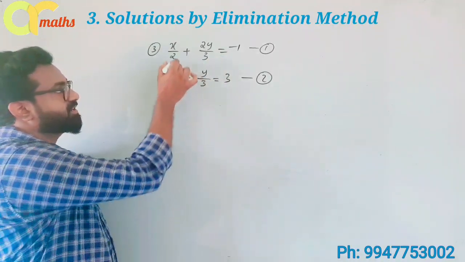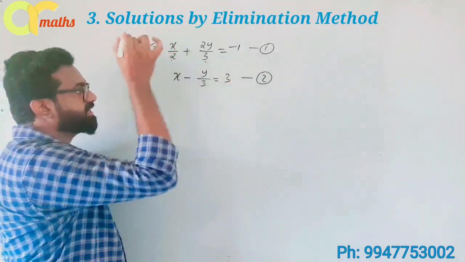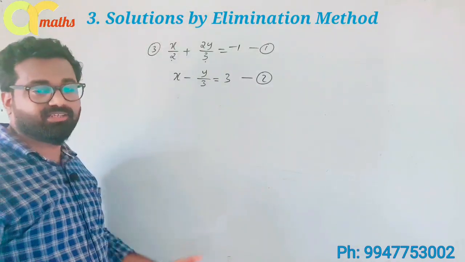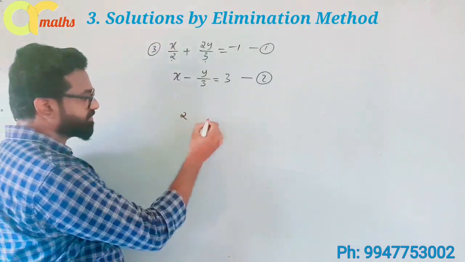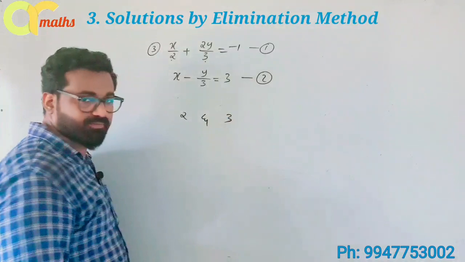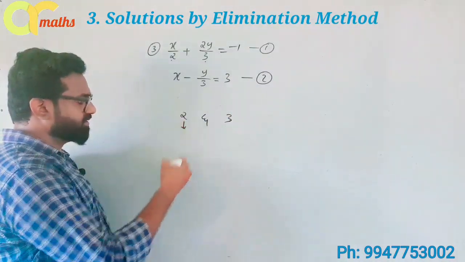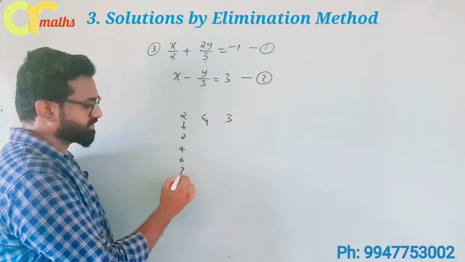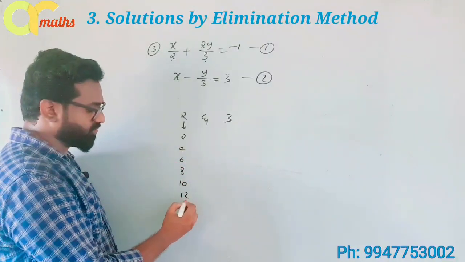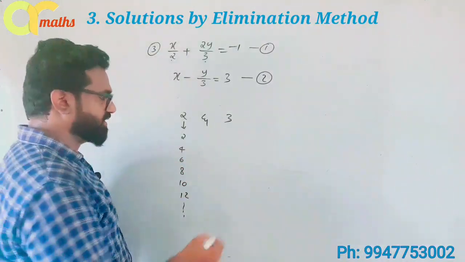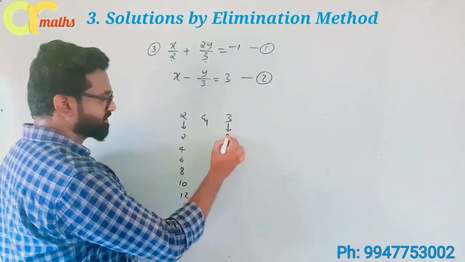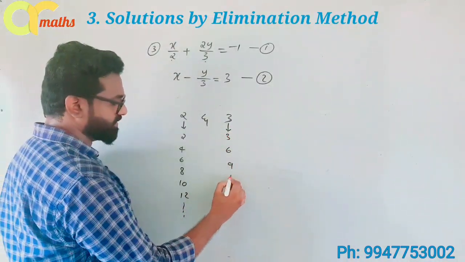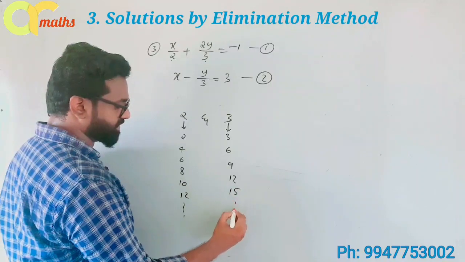Just multiply by the LCM of 2 and 3. What is the LCM of 2 and 3? How to find the LCM of 2 and 3? Very simple. Just write the multiplication table of 2: 2, 4, 6, 8, 10, 12, etc. Just write the multiplication table of 3: 3, 6, 9, 12, 15, etc.